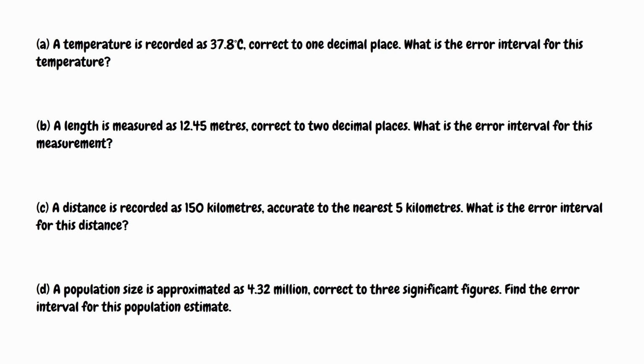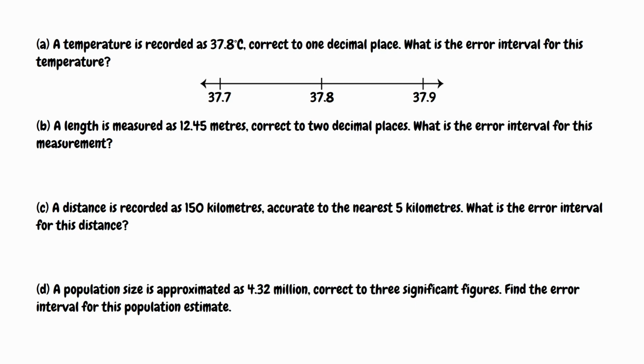So for this first question, we have a temperature is recorded as 37.8 degrees Celsius, correct to 1 decimal place. To find the error interval, we're first going to draw our number line and place our 37.8 in the centre. We then want to look at what numbers would come before and after this to 1 decimal place. So we'd have 37.7 and 37.9.